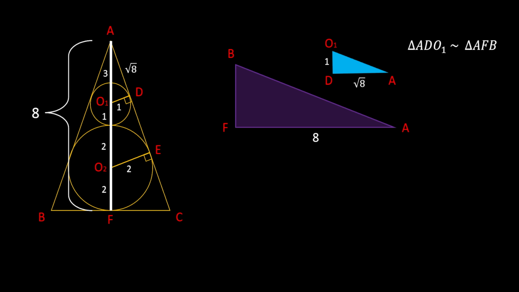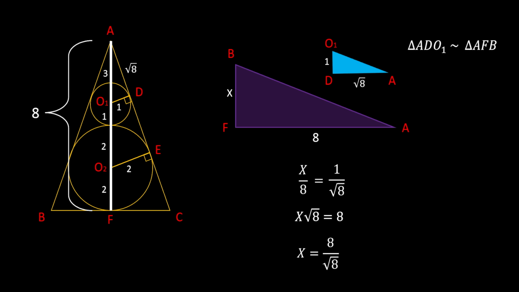Now let's try to find the value of the side BF. We will mark it as x. So if we use the rule of similarity of two triangles, we will get that the relation x over 8 for the big triangle must be equal to the relation 1 over square root of 8 for the small triangle. If we cross multiply this, we will get that x times square root of 8 is equal to 8, and that means that x is equal to 8 over square root of 8.